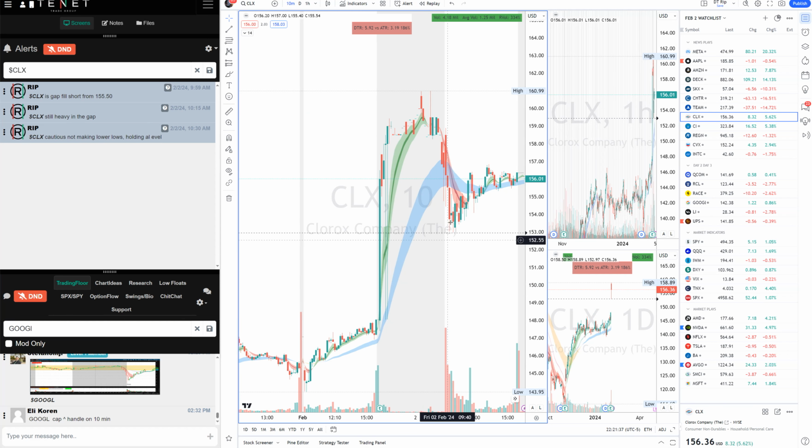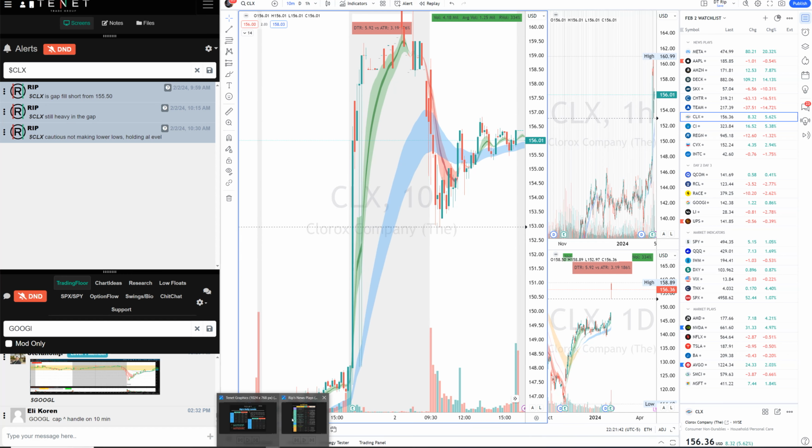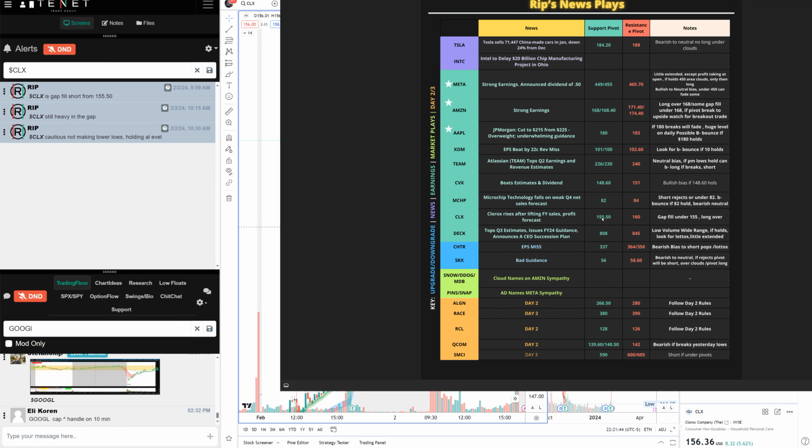So let's look at CLX, guys. CLX was nothing, it was a simple short under the pivots. Let's look at our pivots. On CLX, pivot was 155.50.